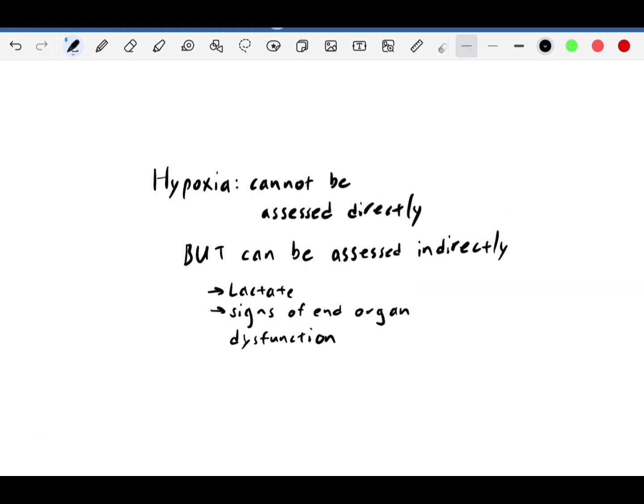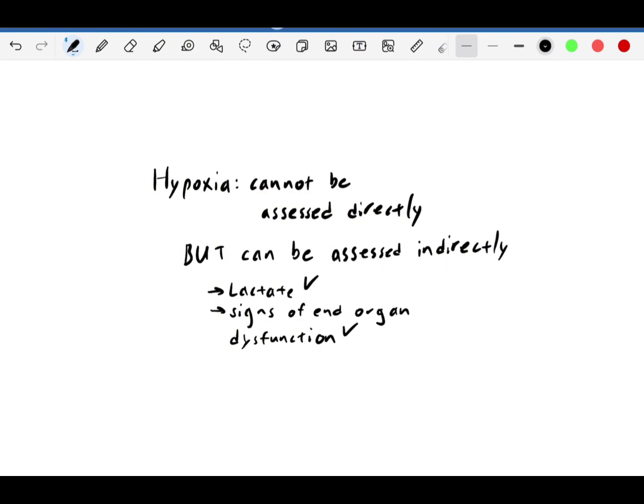Now, the thing about hypoxia is that it cannot be assessed directly. I frequently hear, while I've been working and as I've learned to better understand these two terms, that when someone gets placed on a pulse ox and their O2 sat is 75%, they'll say, oh, this patient's hypoxic. Well, technically, no. They could be hypoxic, but actually they're hypoxemic, right? And the important thing about hypoxia is, like I said, it cannot be assessed directly, but it can be assessed indirectly through things like a lactate, right? And then signs of end organ dysfunction.